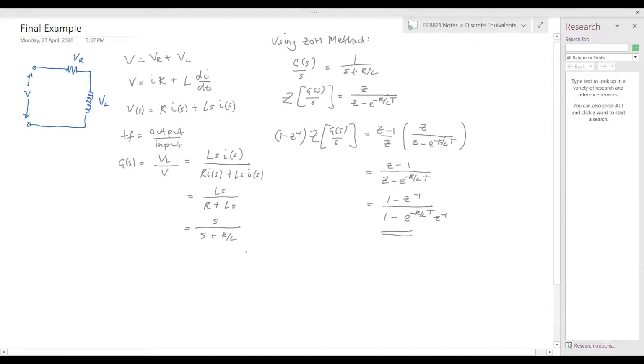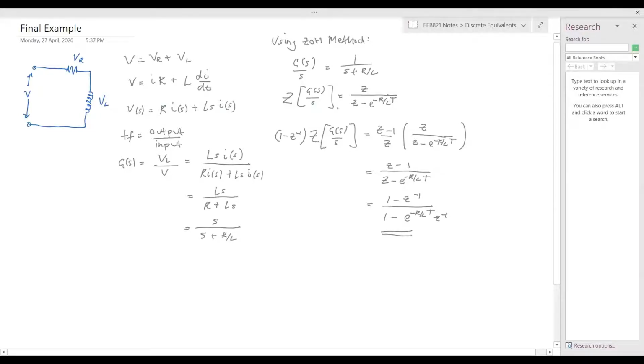a discrete filter by using the ZOH method, the first thing you would do is G(s) over s. G(s) over s would simply be 1 over s plus R over L. Then we would need to do the Z transform of G(s) over s. This is a simple transfer function, so using a Z transform table, you can see the result would be z over z minus e to the power minus R over L times T.